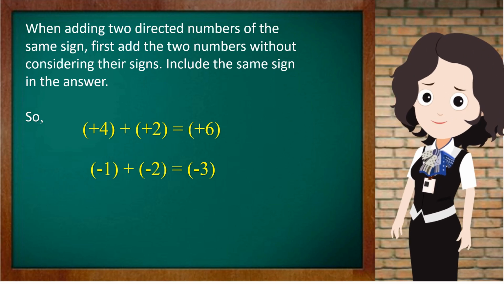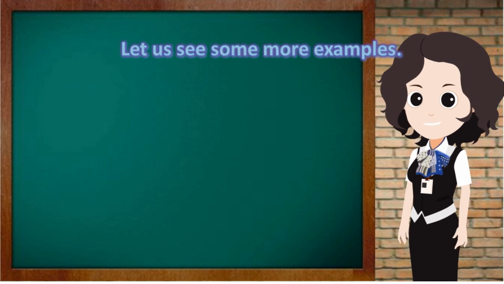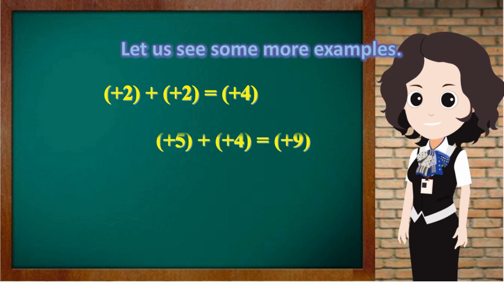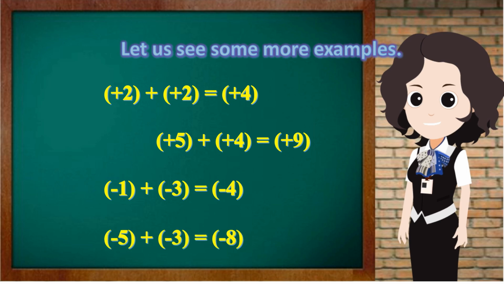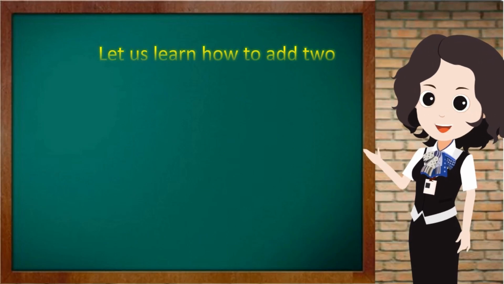Let us consider some more examples. Look here, my dear children, the value of adding +2 to +2 is equal to +4. When adding +4 to +5, the answer is equal to +9. Look here, the value of adding -1 to -3 is equal to -4. Adding -5 to -3 is equal to -8.